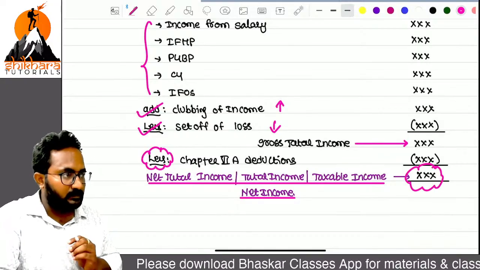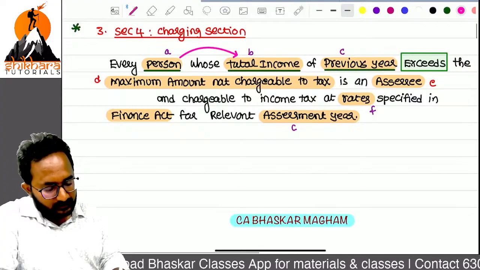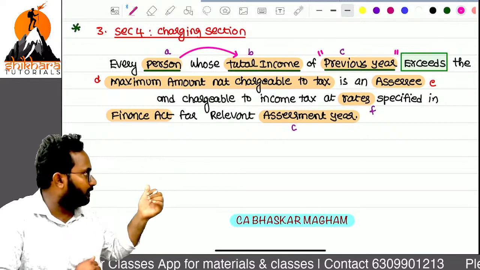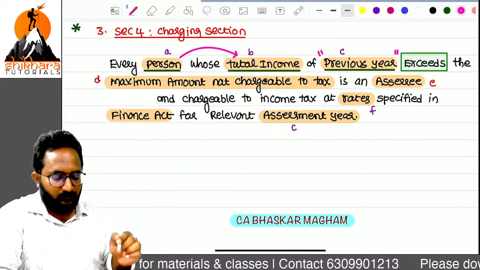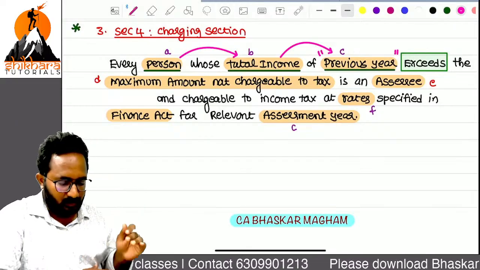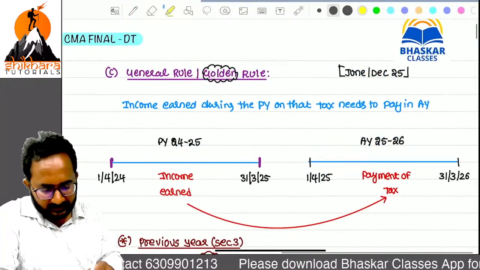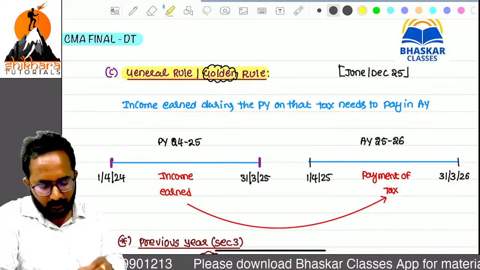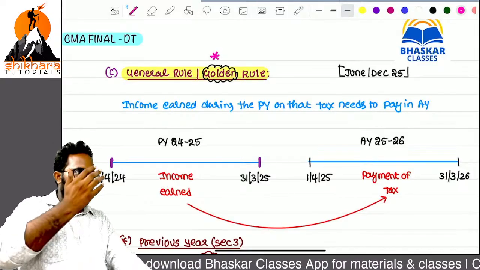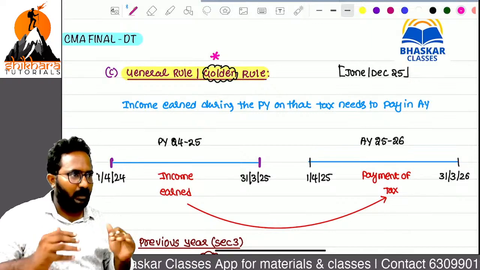For every person, do we check lifetime total income, or a particular period? A particular period. What is the particular period? The previous year. For every person, we have to check the total income of the previous year. Now, the general discussion you know already, but now I want to tell you the third point in our discussion: the general rule or golden rule. This can be called a general rule, but I want to keep it as a golden rule. Like the golden rule in your accounting subject, in income tax also this is a golden rule. Basically, we have to always follow this one.